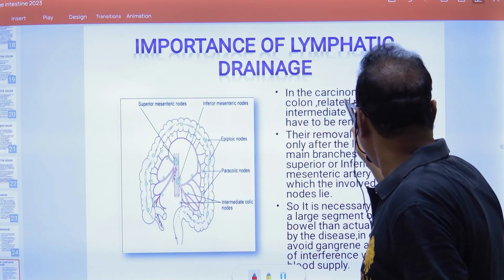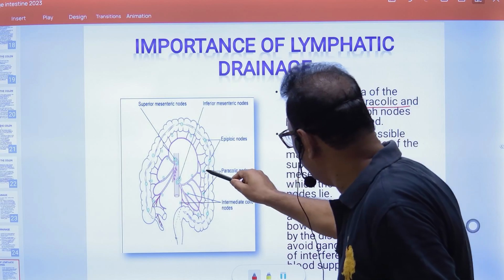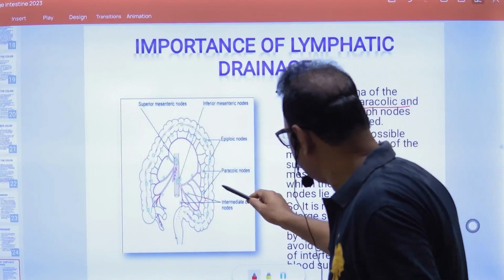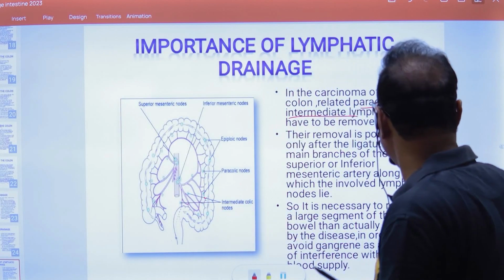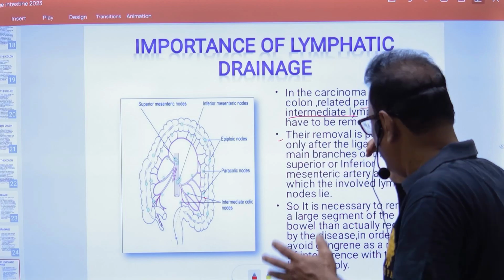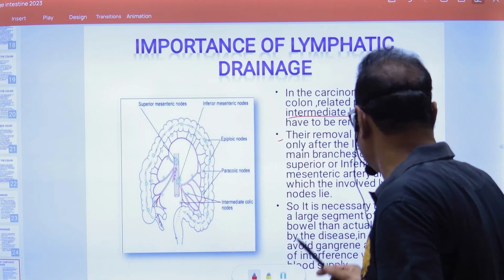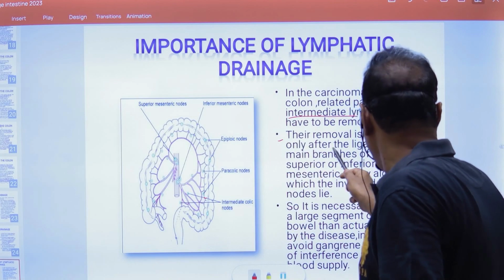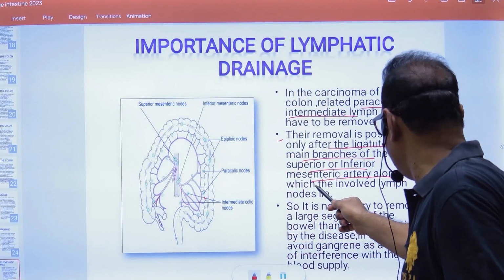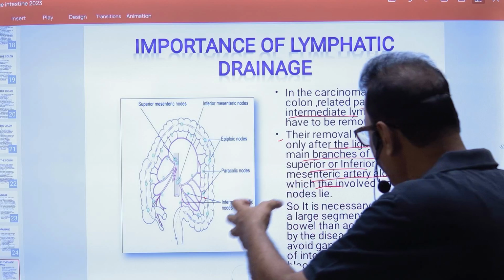So in carcinoma, when it is related to the paracolic and the intermediate lymph nodes, the paracolic are on the inner side of the colon along the vessels, and the intermediate nodes are along the vessels. So we have to remove them. You cannot remove the lymph node as such, so we have to remove the blood vessels also. Only after ligature of the main branches of the superior and inferior mesenteric artery, along which the lymph node is lying. Where the lymph node lies, we have to ligate those vessels.